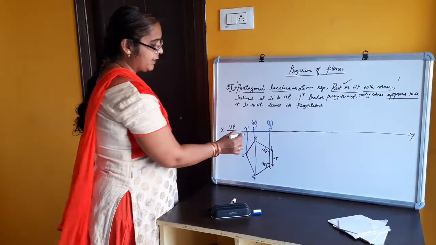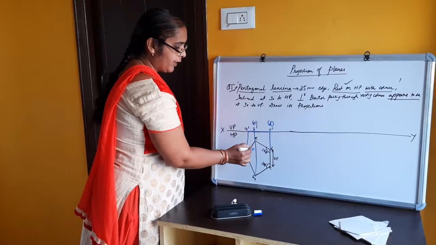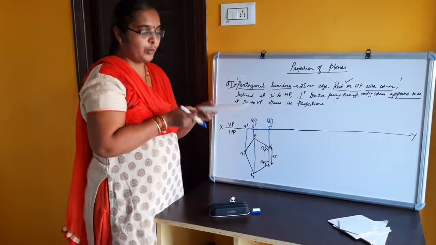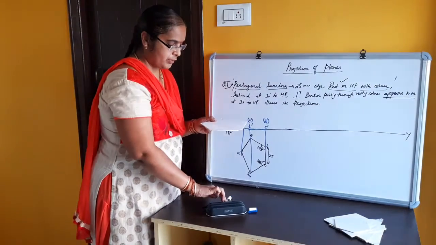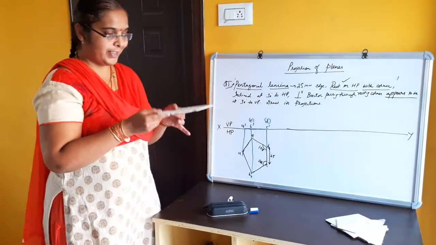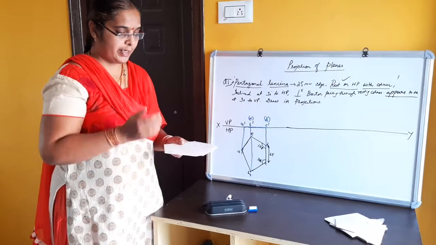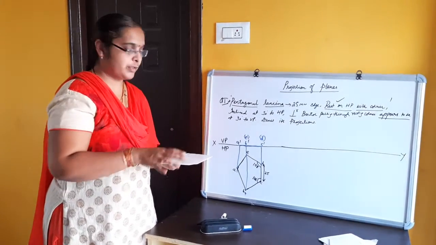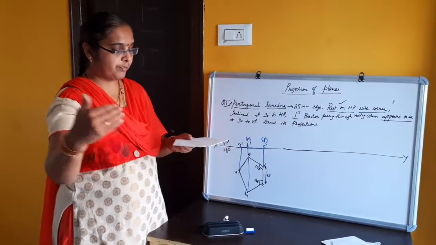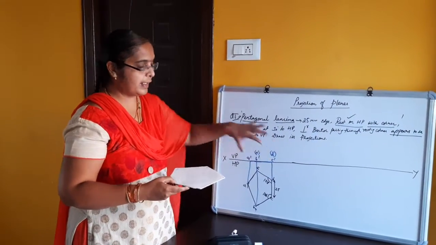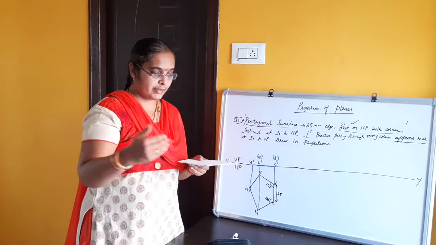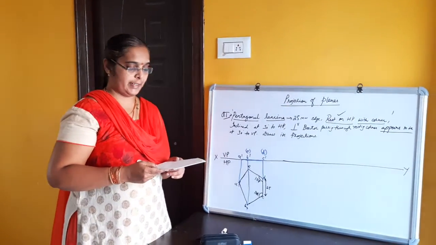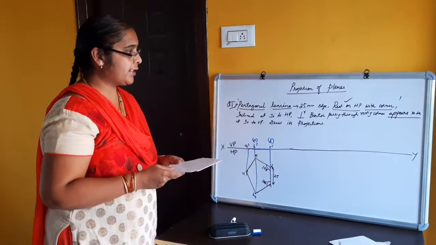Okay. So with this we have drawn the top view and front view of the pentagonal lamina resting with one of its corners. In the first stage, I assume that it is parallel to HP, and by assuming that I have drawn its top view, which is the true size. And from the front, it appears as a line, so I represented the view as a line. Now let me come to the second stage.